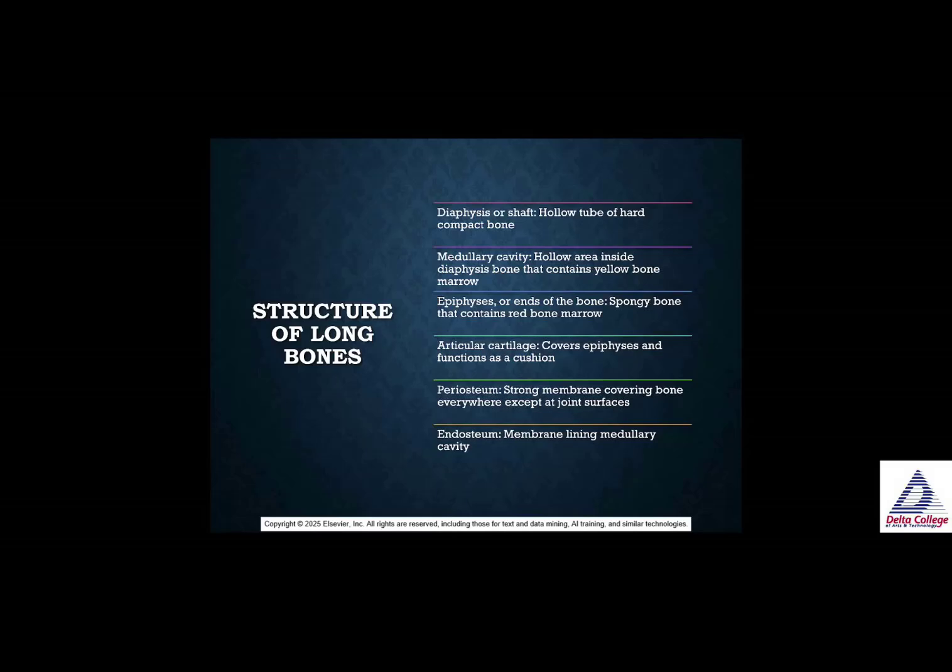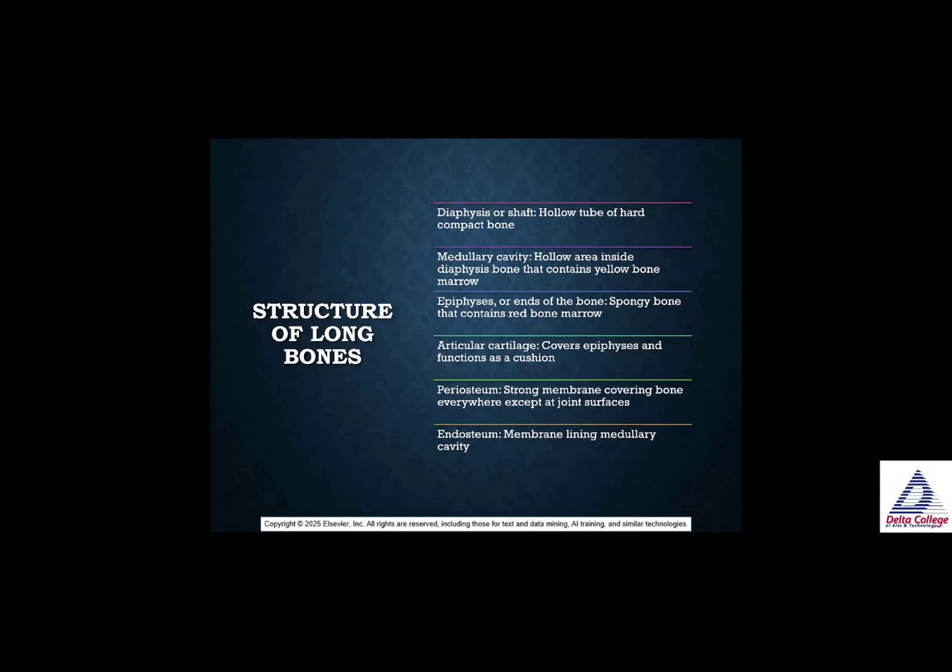You have the diaphysis, which is the shaft. This is the hollow tube of hard, compact bone, and you'll note this on figure 7-1 in your book. So the diaphysis or the shaft is the long tube of hard, compact bone that's in the middle. Now, inside this, we have the medullary cavity. This is a hollow area inside the diaphysis that contains yellow bone marrow.